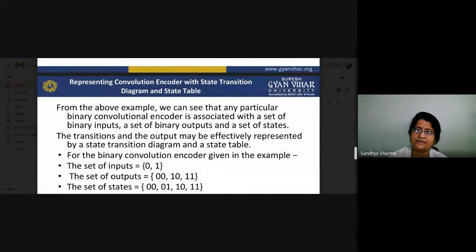So how can you decide the state? For the binary convolution encoder given in the example, the set of inputs is 0 and 1. The set of outputs is the pair of C1 and C2, that is 0 0, 1 0, 1 1. These are the outputs for the inputs. For the set of states, we have to make 2-bit combinations: 0 0, 0 1, 1 0, and 1 1. These are the four states we have to decide in our state transition diagram.